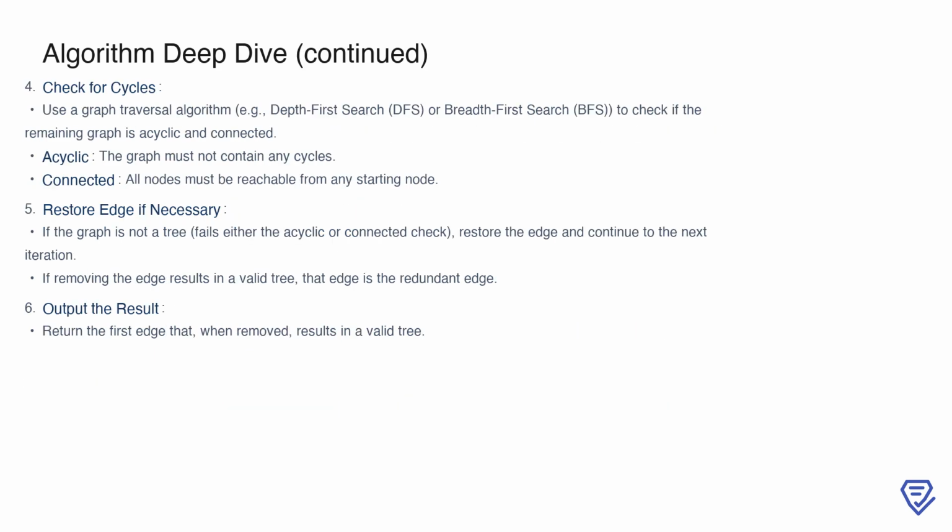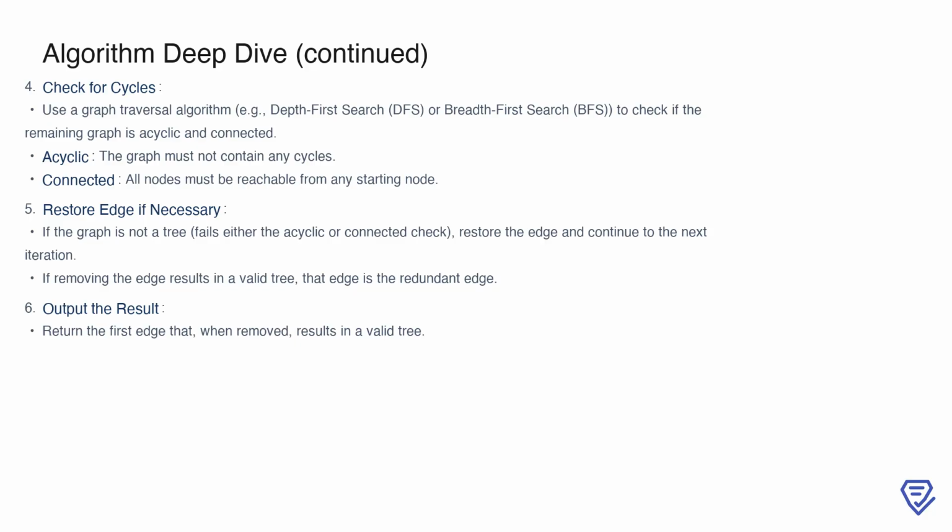After removing an edge, the next step is to determine whether the resulting graph is still a valid tree. For this, we need to check two properties. First, the graph must be acyclic, there should be no cycles remaining. Second, it must be connected, meaning all nodes are reachable from any starting node. To verify these properties, we can use a graph traversal algorithm like depth-first search, DFS, or breadth-first search, BFS.